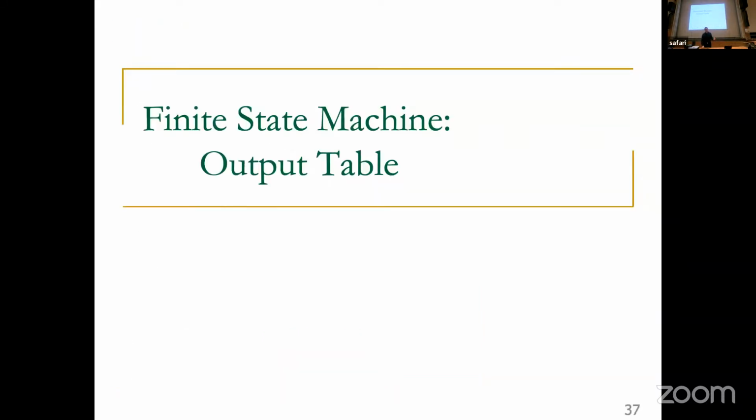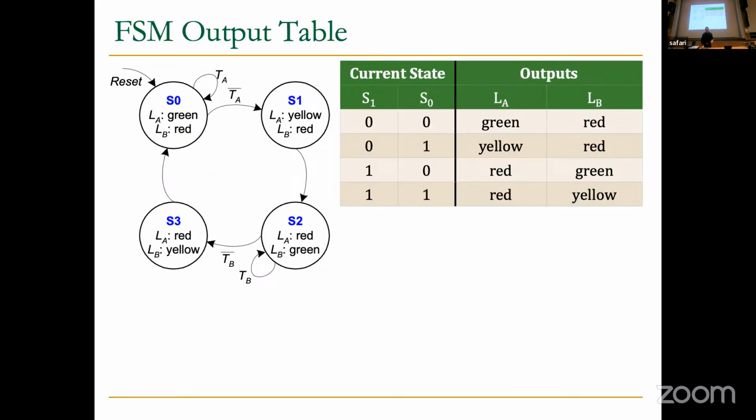Now let's take a look at the output table. We're going to do the same thing, essentially. Well, something similar, not exactly the same thing, of course. As we said, this is a Moore type of machine, so output is solely a function of the current state. That's why you don't see the inputs to the finite state machine on the left-hand side of this truth table again. And if the current state is S0, 0, 0, then LA is green and LB is red. So you can actually verify this.